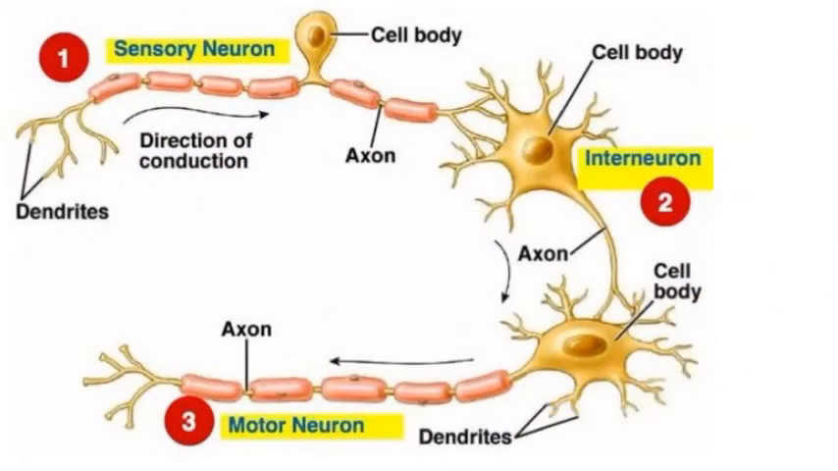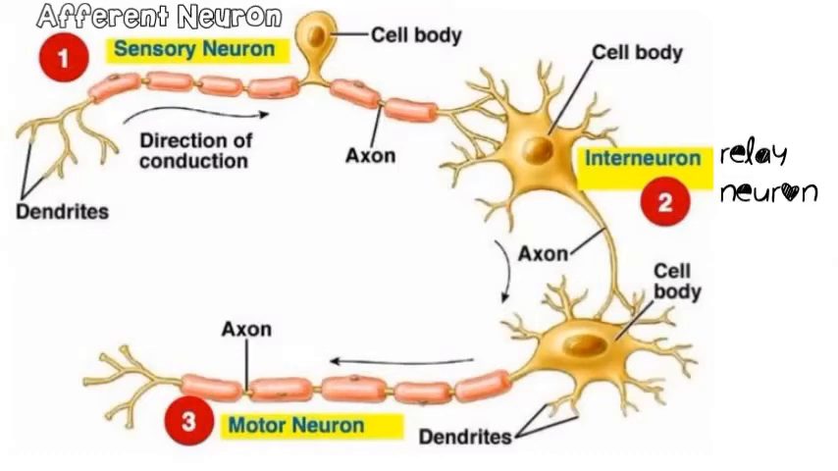Now, we have always called these nerves the sensory, the relay and the motor neuron. There are actually, at AS and A2 level, different names for these. The sensory neuron is also called the afferent neuron. The relay neuron can be called the interneuron, like an intermission between the two. And the motor neuron is now called the efferent neuron. These are the new names you can use, but they are at the moment interchangeable.